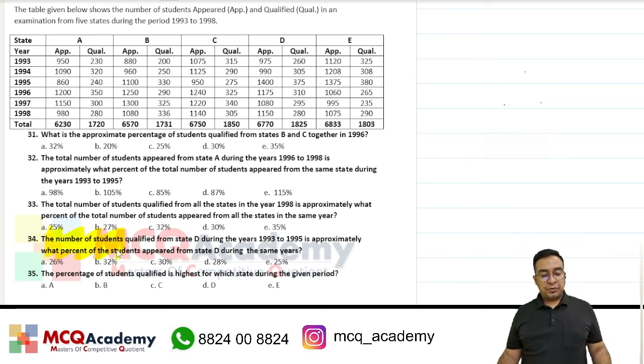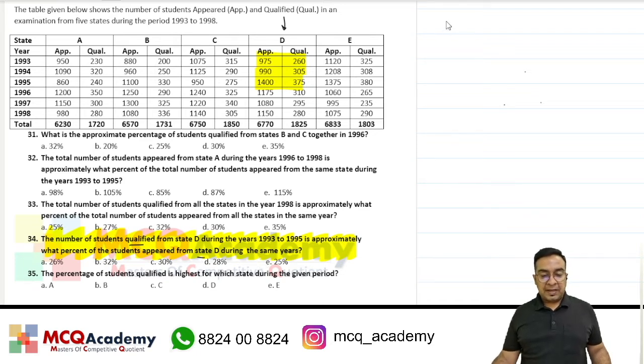The number of students qualified from state D during the years 93 to 95 is approximately what percentage of the students appeared from state D during the same year? तो यहाँ पे बात की जा रही है स्टेट डी के बारे में, और जो ईयर्स आपको यहाँ पे गिवन है वो है 93 to 1995, which means these 3 years. Now आपसे यहाँ पे पूछा जा रहा है the number of students qualified from state D is approximately what percent of students appeared from state D during the same years.